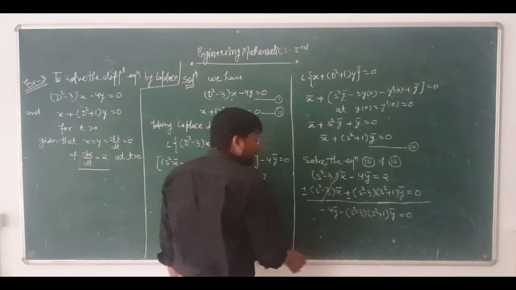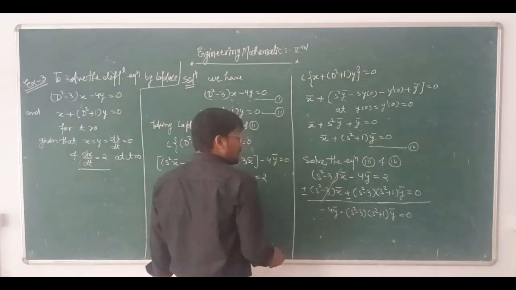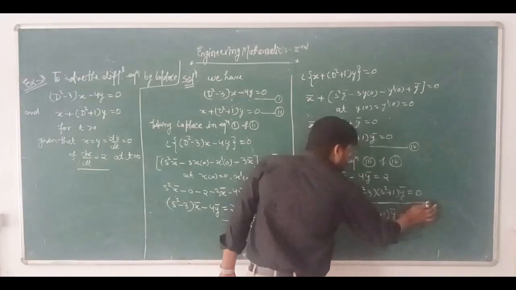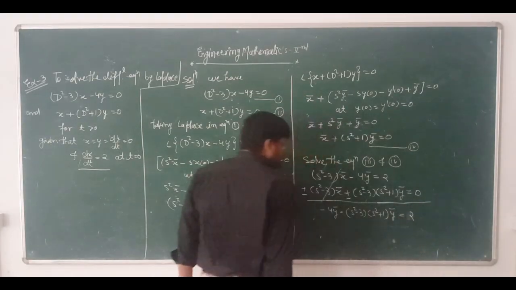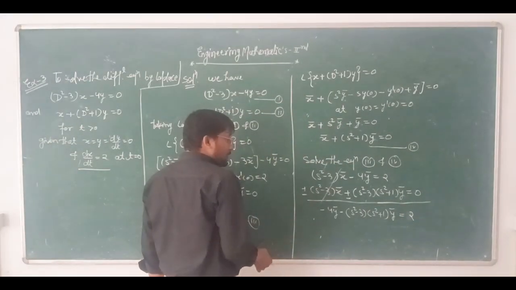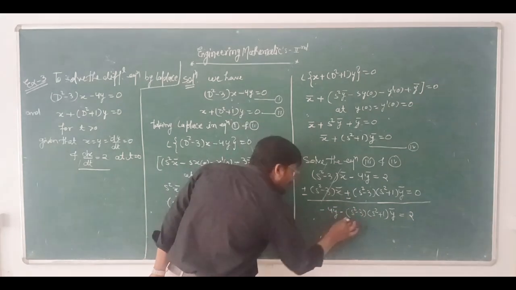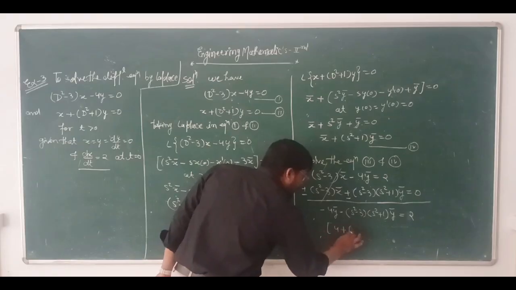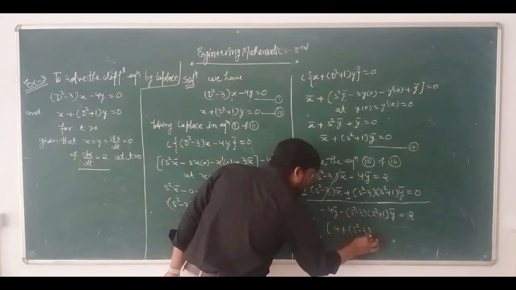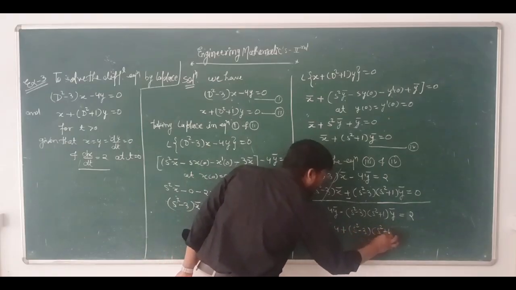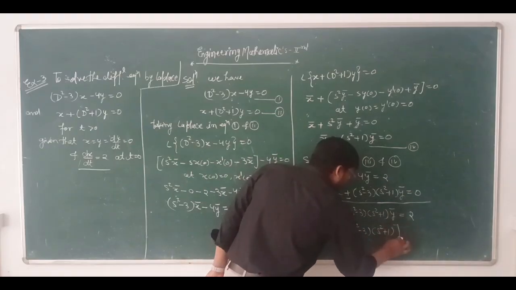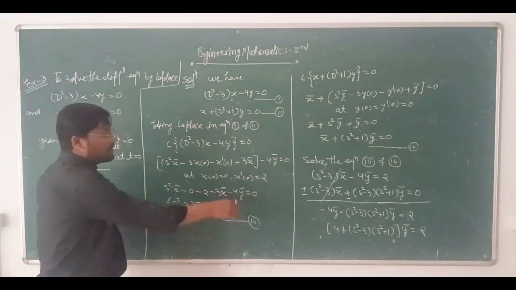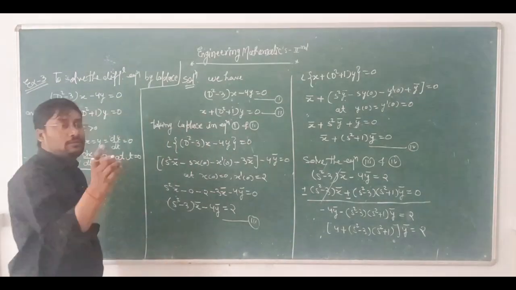Now you can write 4 plus (s square minus 3)(s square plus 1) Laplace of y is equal to 2. Now you can factorize with this function.